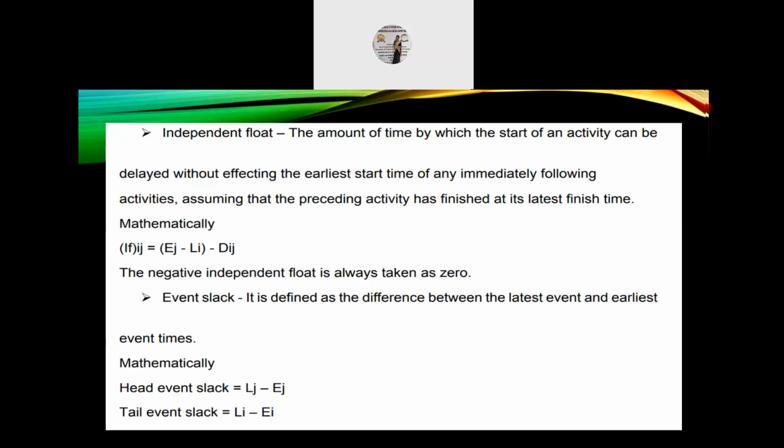Next, event slack. It is defined as the difference between the latest event time and the earliest event time. Mathematically, head event slack is equal to Lj minus Ej. Tail event slack is equal to Li minus Ei.